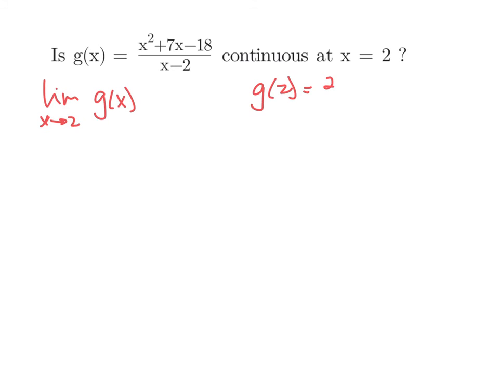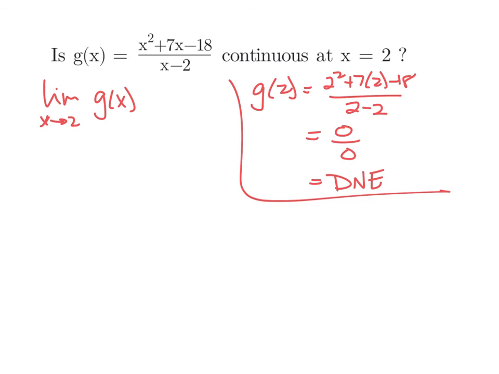g of 2 is going to be 2 squared plus 7 times 2 minus 18, over 2 minus 2. And we get 18 minus 18, which is 0, over 2 minus 2, which is 0. And that does not exist. Can't divide by 0. As soon as we have this part, we don't even need to worry about evaluating the limit. Half of the definition fails already. So no, this one is not continuous at x equals 2.